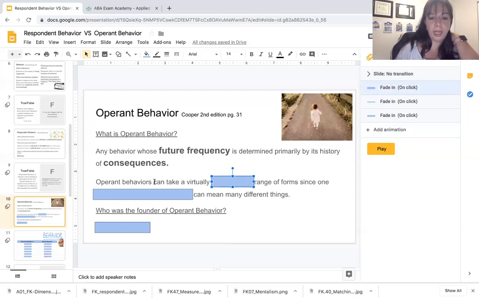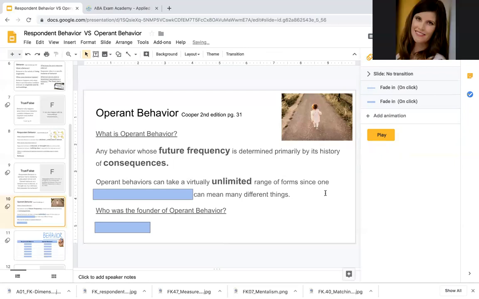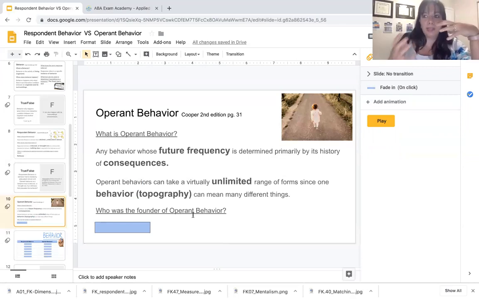All right, so I'm going to give it to you guys. Operant behaviors can take a virtually unlimited range of forms since one behavior can mean different things. So the answer is behavior, but the reason I put topography is because depending on what the behavior looks like is the response you're going to get. Me waving to you guys can mean different things to all of you. Someone might think I'm saying bye, someone might think I'm saying hi, so the topography of me waving has a different range of forms. We interpret it different ways. Unlike respondent, which is just the salivation and the vomiting, where there's always the same response to the same stimulus, operant is always going to be different, always.